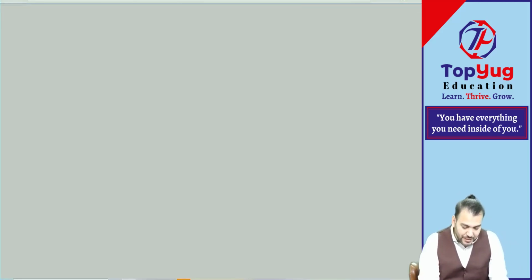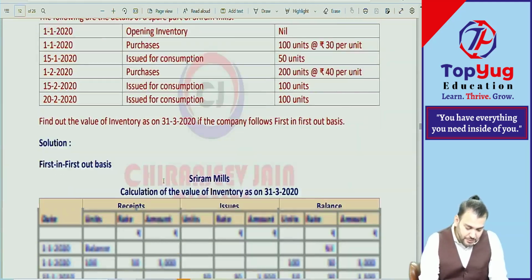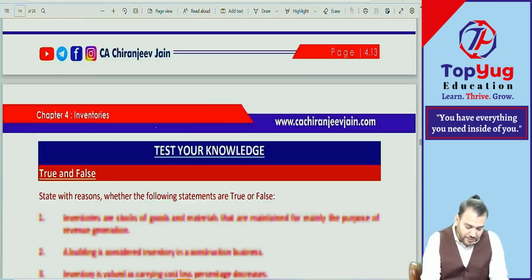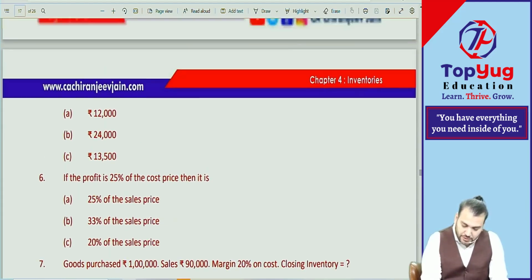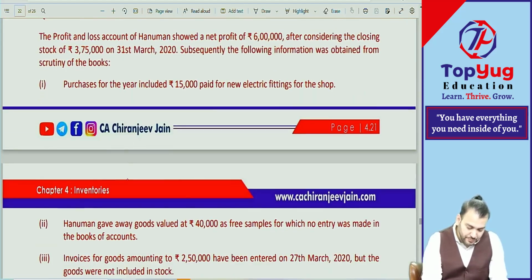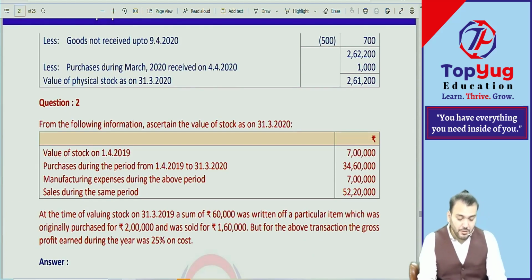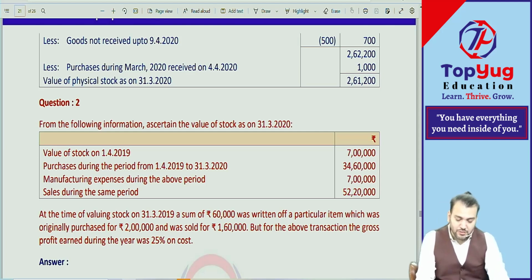Chapter number 4, inventory. Page number 4.21. Come to 4.21, everyone. Question number 2. From the following information, ascertain the value of stock as on 31st March 2020. Any doubt? No doubt. They have given the value of stock as on 1/4/2019, 7 lakh.